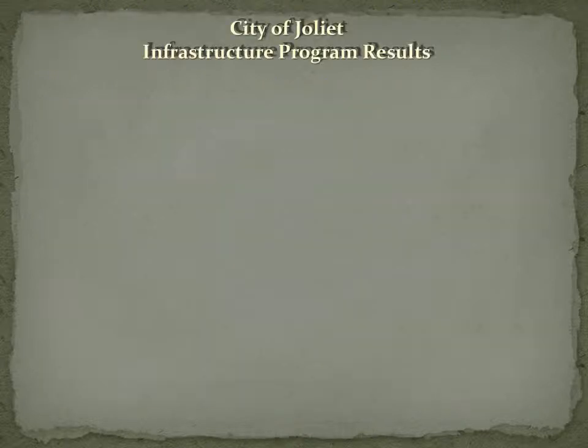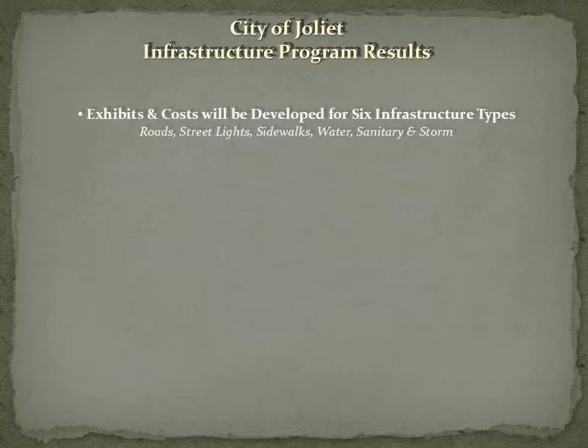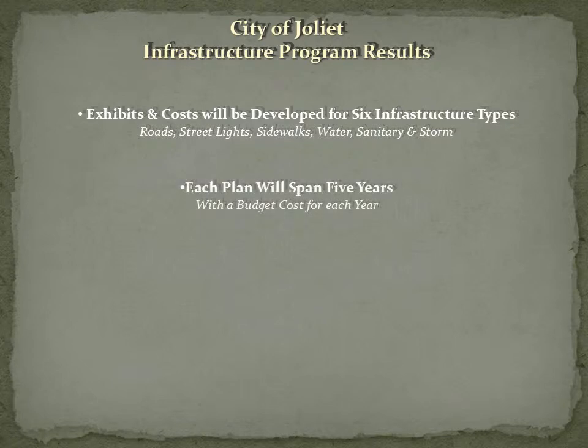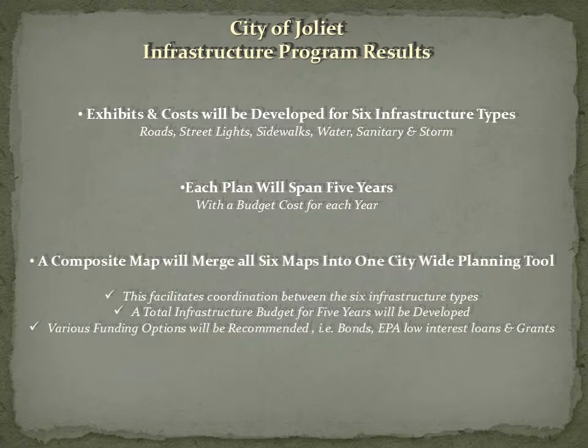Let's review what the results of the 5-year infrastructure plan will yield. First, exhibits and costs will be developed for 6 infrastructure types: roads, streetlights, sidewalks, water, sanitary, and storm. Each plan will span 5 years with a budget cost for each year. Then a composite map will merge all 6 individual maps into one citywide planning tool. This facilitates coordination between the 6 infrastructure types.